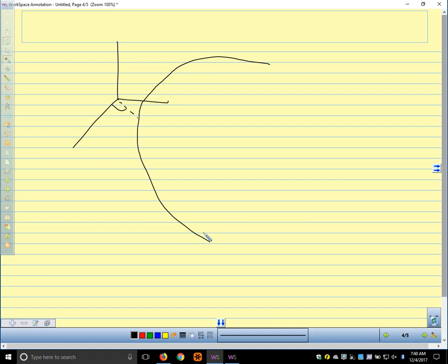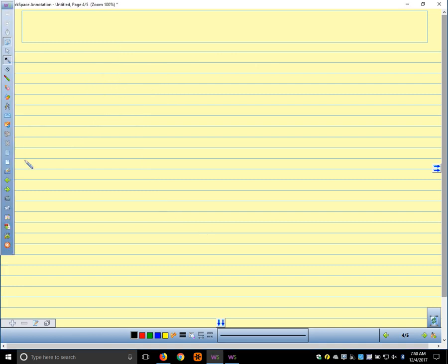Yes. If theta is a constant, you just get a plane, because our radius could be anything, and our phi could be anything. So you could get a plane.